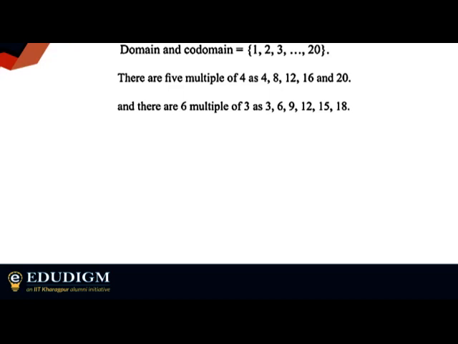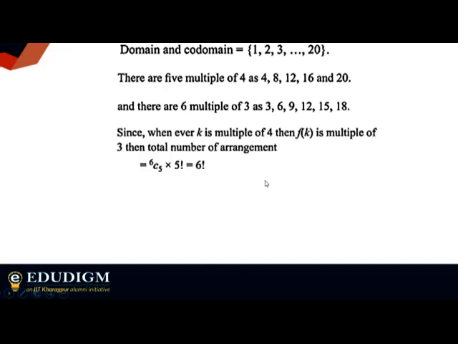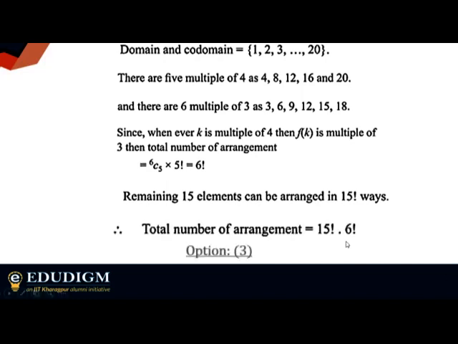So for 5 numbers we have to choose 5 images. Out of 6 we can choose them in 6C5 ways, and also those 5 can arrange among themselves in 5 factorial ways. Now you have already chosen 5 elements from the codomain, out of 3, 6, 9, 12, 15, and 18. Now you have 15 of them left, and since this is onto and there's also 15 left in the domain, they have to be one-one. So they can be arranged amongst themselves in 15 factorial ways. So as you understand, the correct option will be option 3.